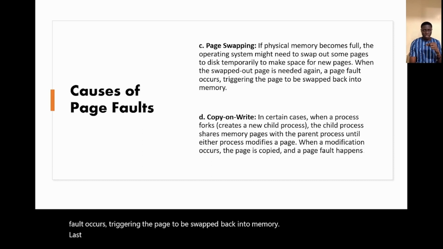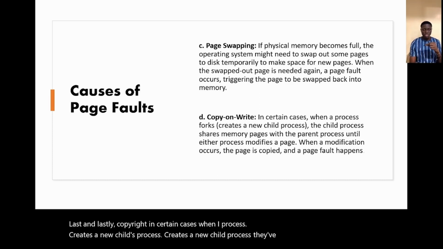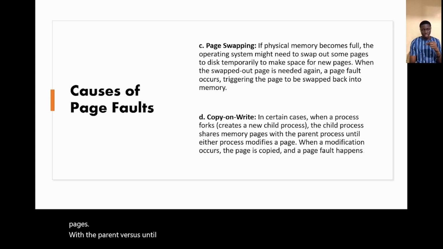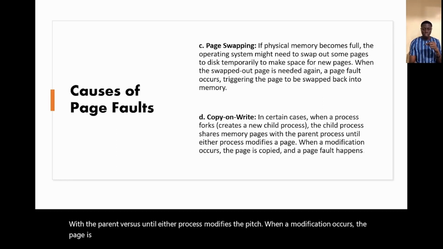Lastly, copy on write. In certain cases, when a process creates a new child process, the child process shares memory pages with the parent process until either process modifies the page. When a modification occurs, the page is copied and a page fault happens.